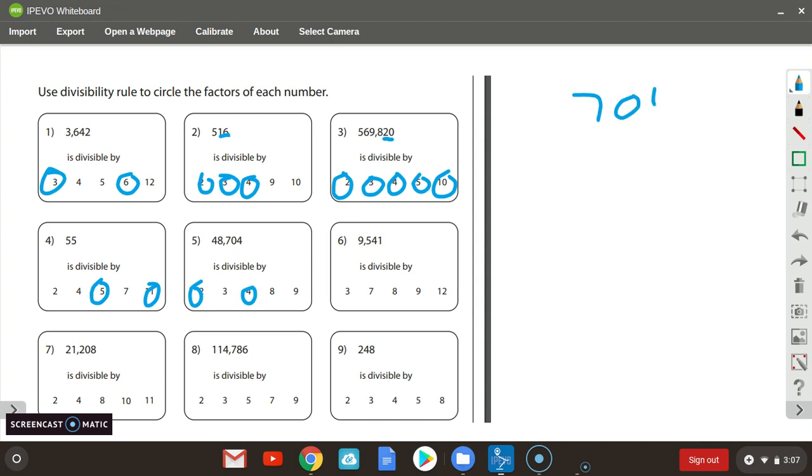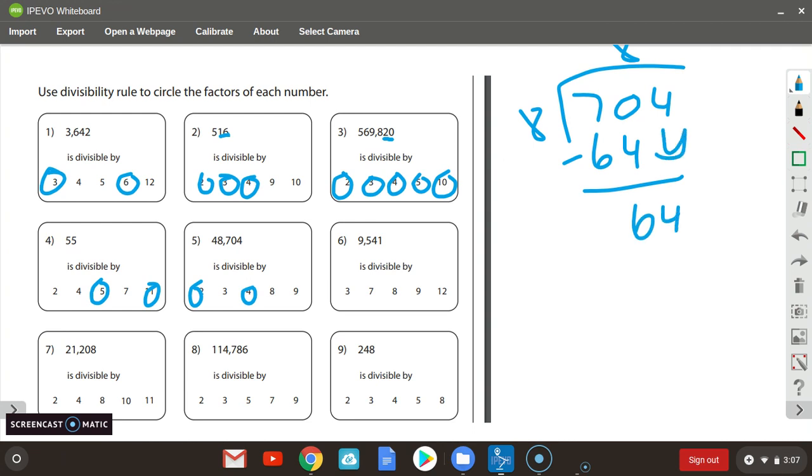So I'm just going to divide this out by 8 really quickly and see if it's going to be divisible by 8. So 8, notice I didn't do 48,000. I just did the last 3 digits. 8 is going to go into 78 times. 8 times 8, 64. I'm going to subtract. I'm left with 6 left over. I bring down 4. 8 goes into 64 8 times. I'm going to subtract. So this value is divisible by 8.